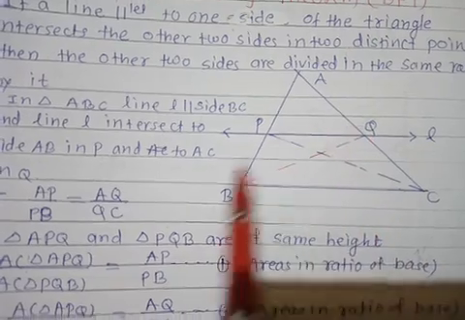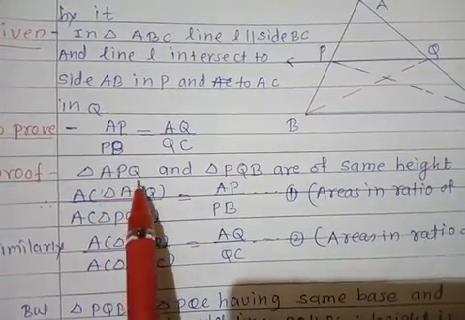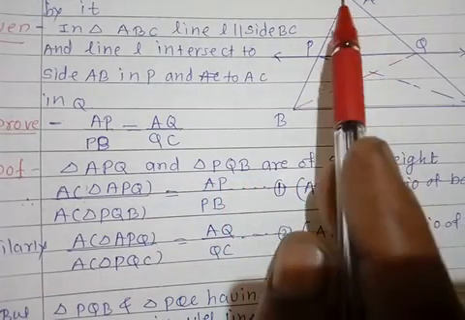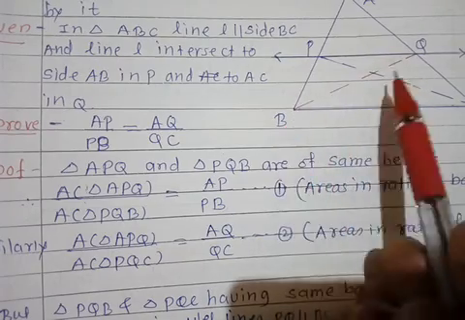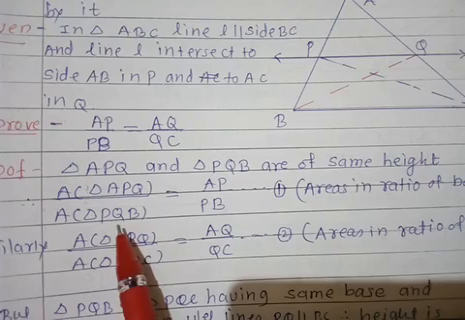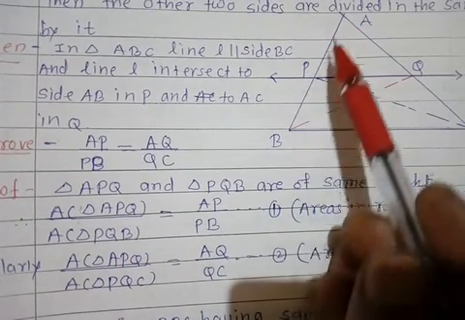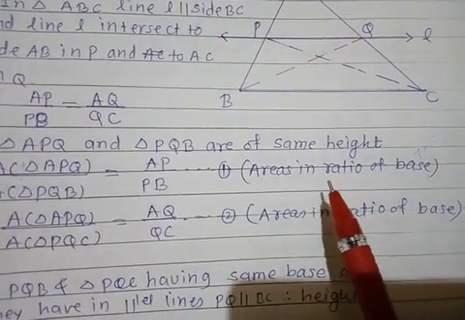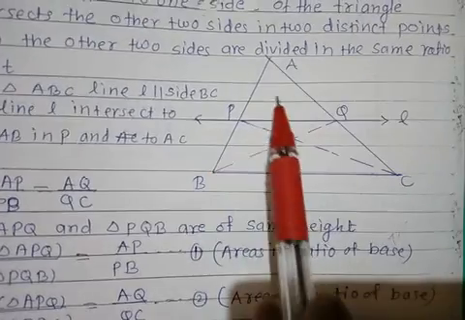Look here, I have written here. Proof. In triangle APQ and triangle PBQ, same height. Therefore area of triangle APQ divided by area of triangle PQB equals base by base, means AP by PB, is written here. That is the first, area in ratio of the base. Then take another two triangles.